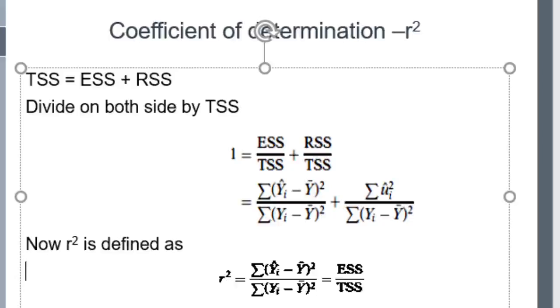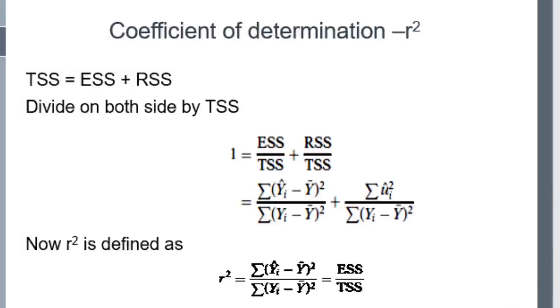Therefore this portion is the ui cap square. From this relationship we can explain the coefficient of determination. That is, TSS equal to ESS plus RSS. Now divide the whole equation by TSS. That is, TSS by TSS equal to ESS by TSS plus RSS by TSS. Then TSS by TSS equals 1, ESS by TSS plus RSS by TSS. What is this ESS by TSS? ESS is sigma of yi cap minus y bar the whole square, and TSS is sigma of yi minus y bar the whole square.